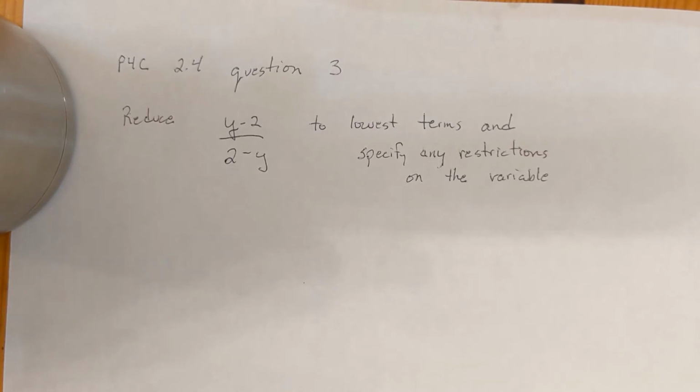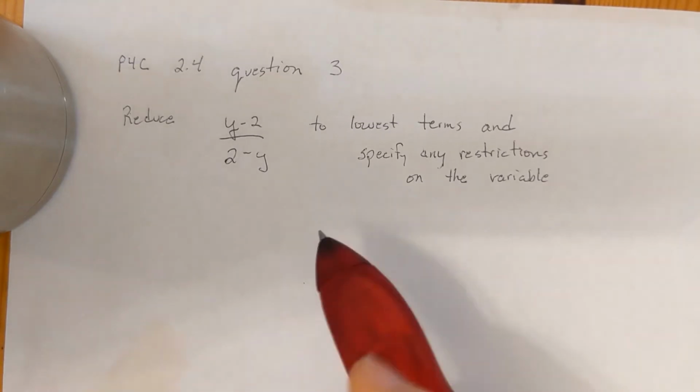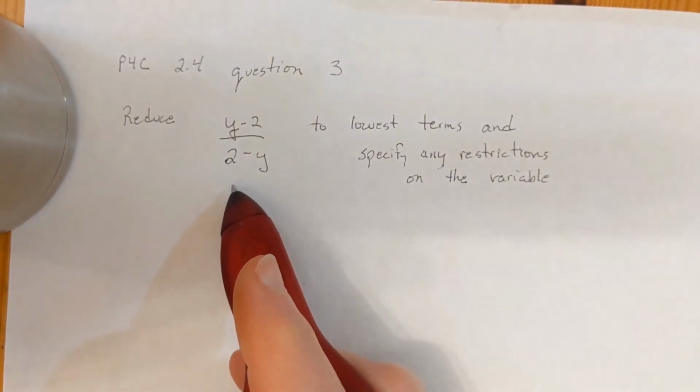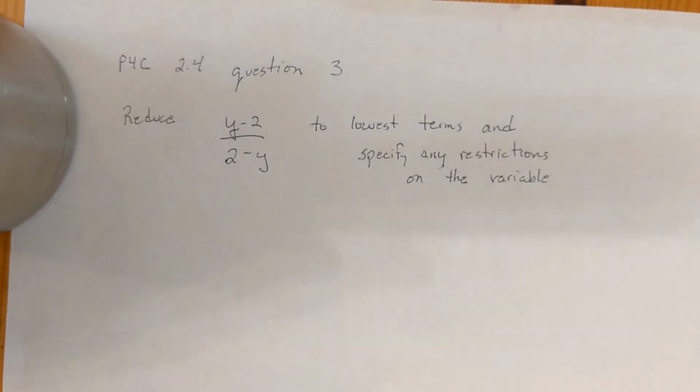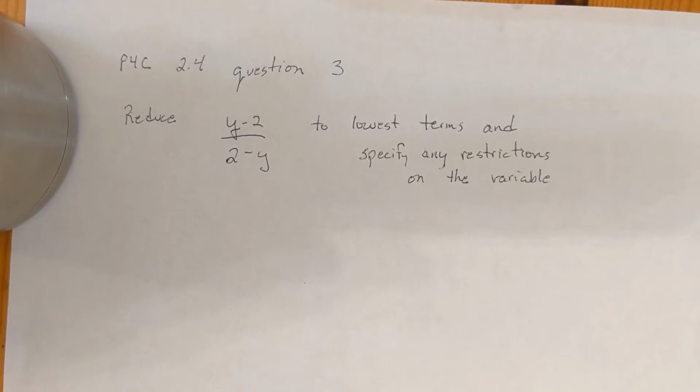This is the Prepare for Class 2.4 question number 3. And we're asked to reduce (y - 2)/(2 - y) to lowest terms and specify any restrictions on the variable. At first glance, it doesn't look like I can take anything out. I can't factor anything out of either of those. But if I look again, they look very closely related.